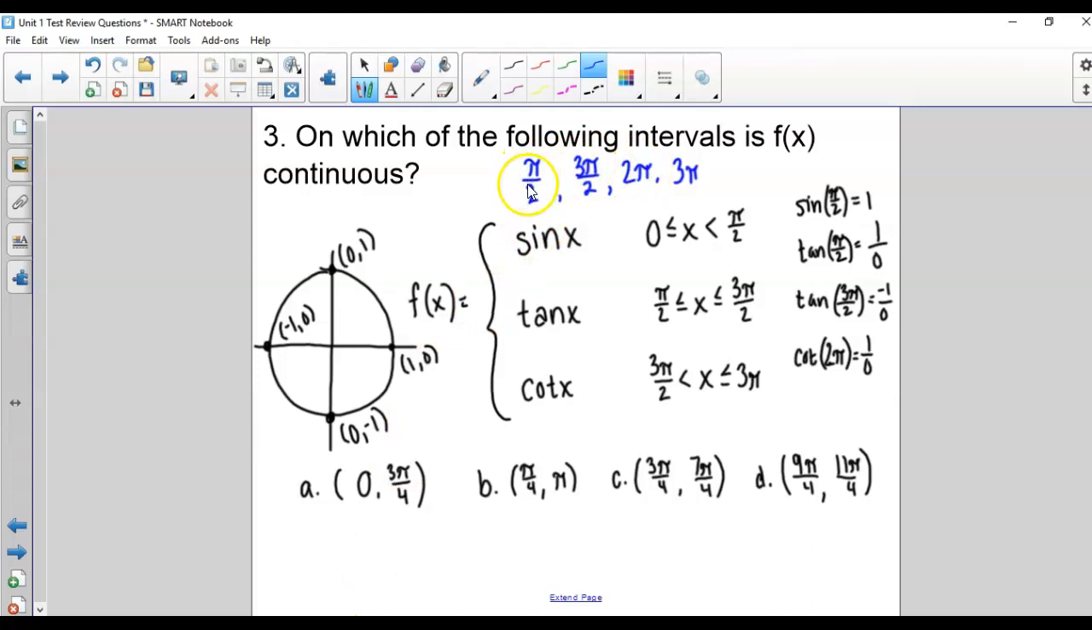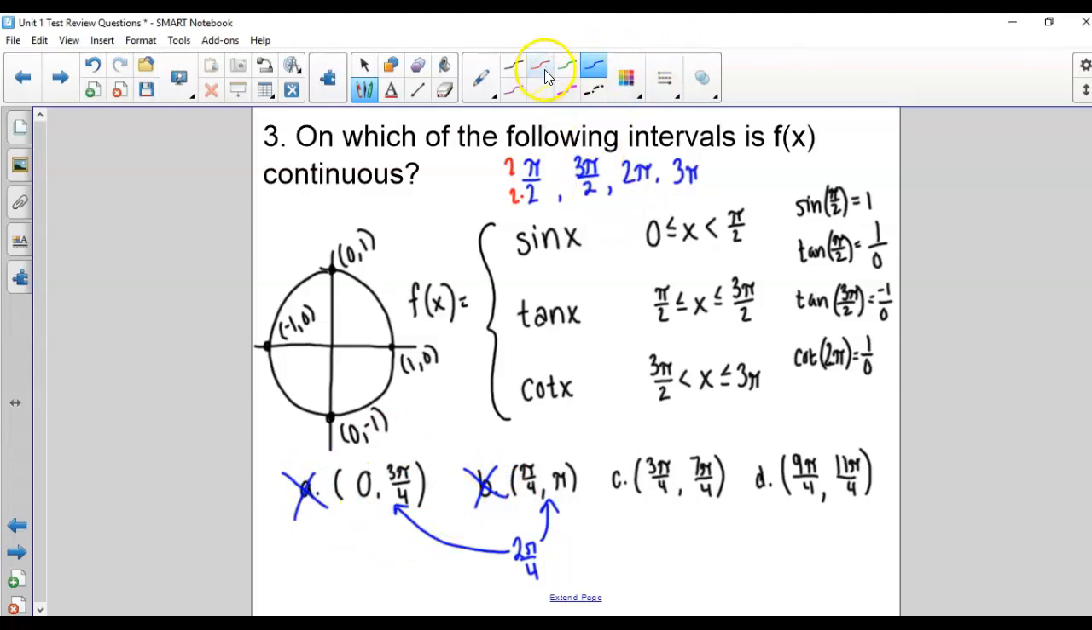If we look at pi over 2, it might be helpful if you look at your answer choices. Everything has a denominator of 4, more or less. So if we got everything to have a denominator of 4, then we're looking at 2 pi over 4. That falls into this range right here. It also falls into this range, so both of those are out.